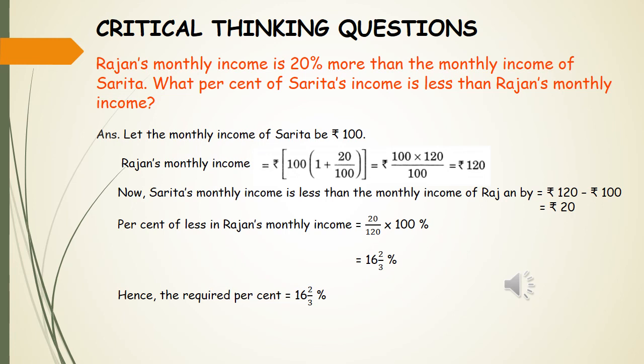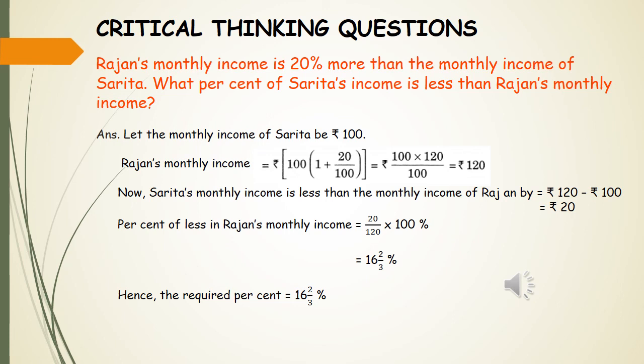Now Rajan's monthly income is 20% more than the monthly income of Sarita. So we are thinking that Sarita's monthly income is 100%. So initial value is 100 here. So if Rajan's income is more, 20% of 100 will be 20 rupees. So if you add this excess amount with the initial amount, we are getting that Rajan's monthly income is 100 plus 20, that is 120.